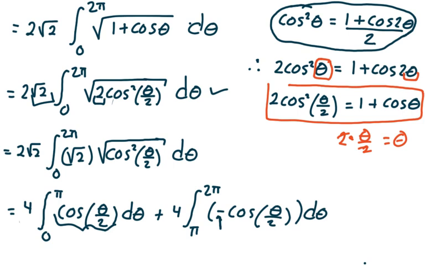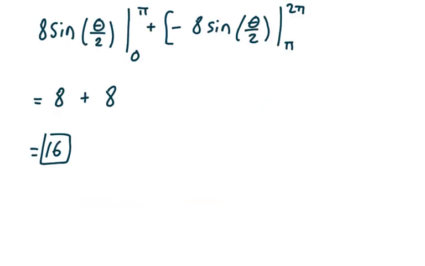Now, from here, this is 8 sine of theta over 2 evaluated from 0 to pi plus negative 8 sine of theta over 2 evaluated from pi to 2 pi. And when I evaluate, I get 8 plus 8, and that's equal to 16.